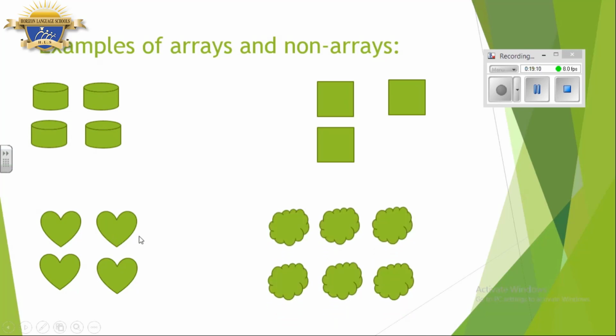The final picture is a set of shapes. I have 2 rows and 3 columns with no gap. So this is an array.